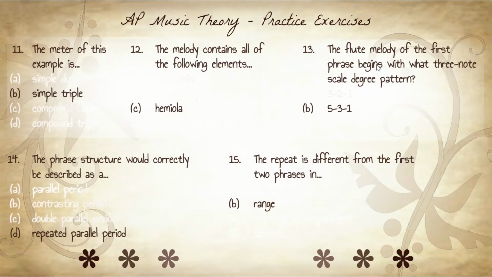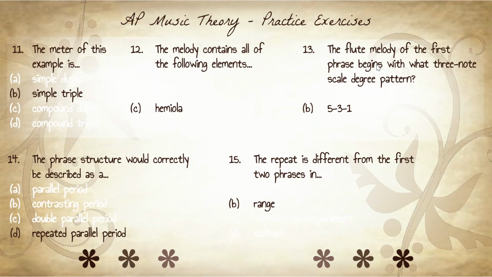And here are the answers. Let's go through them. Question 11, the correct answer is B. The meter is simple triple. Question 12, correct answer is C. The melody does begin with an anacrusis, has dotted rhythms as well as triplet rhythms. It does not have a hemiola. Question 13, the correct answer is B.